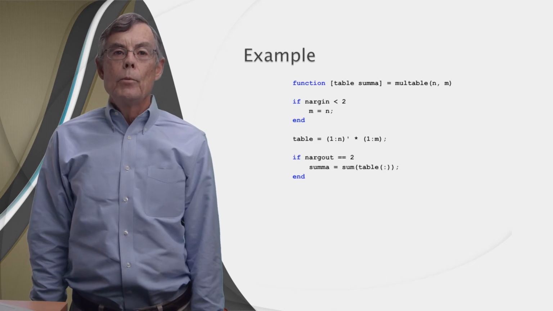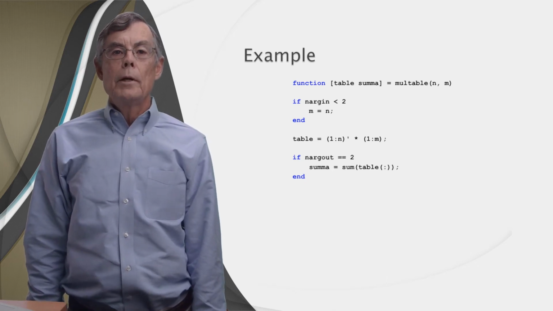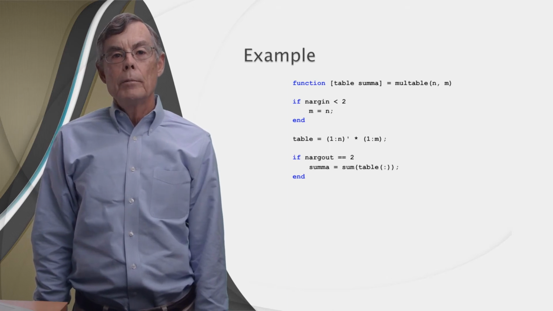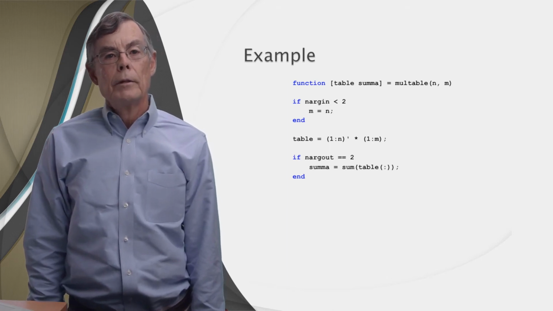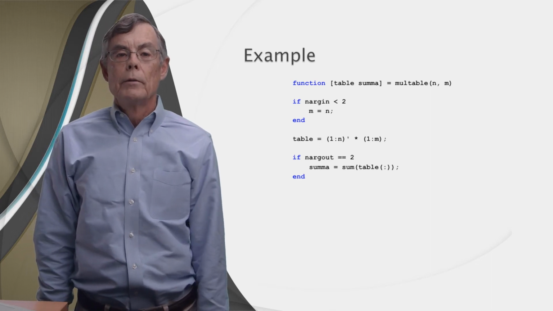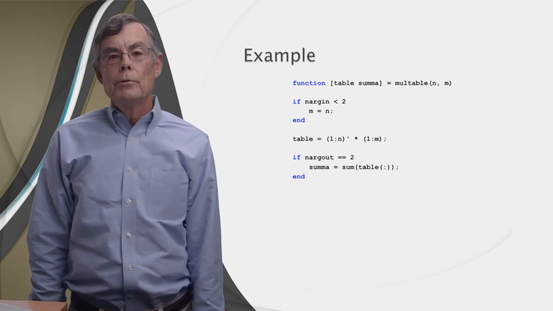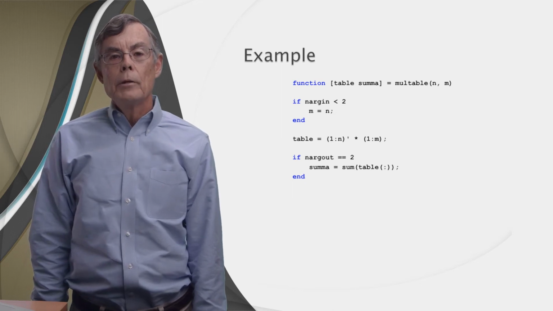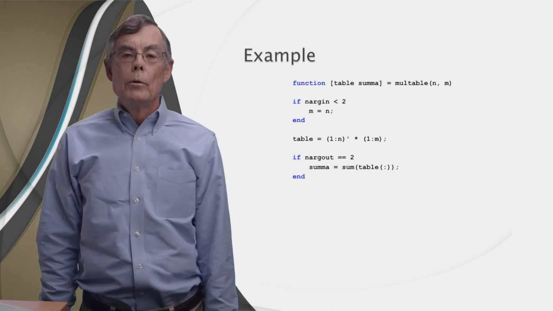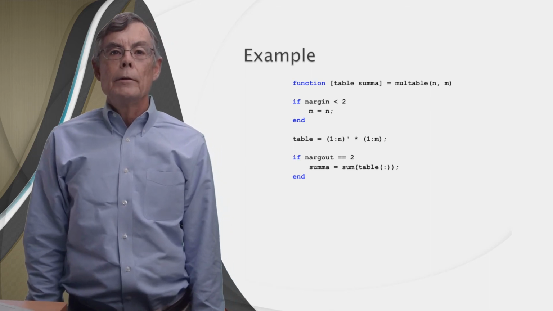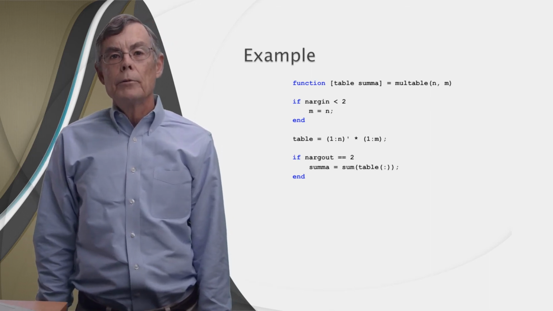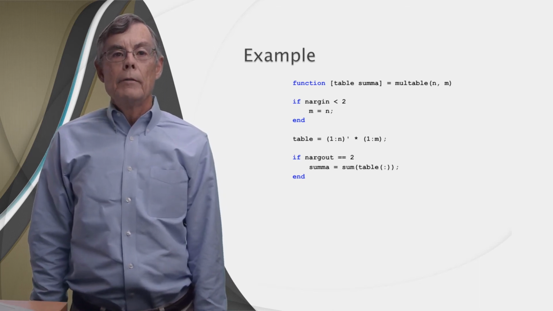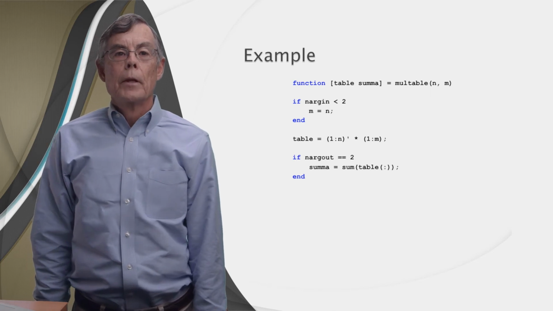Now it's time to determine whether we need to compute the sum of the matrix as well. We need to do that only if the user requested a second output argument, so we check nargout. If it's 2, we call the sum function. Remember that sum computes the sums of the columns of a matrix and returns them in a vector? Well, that's not what we want. So here, we use the colon argument to create a vector from all the elements of the table. That's done with a colon. And then we give that to sum and it'll add them all up.